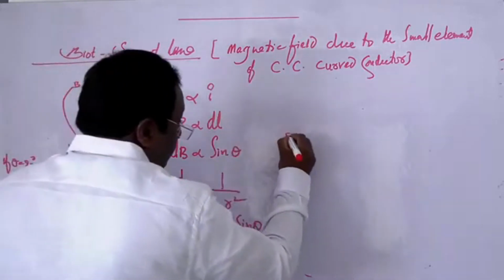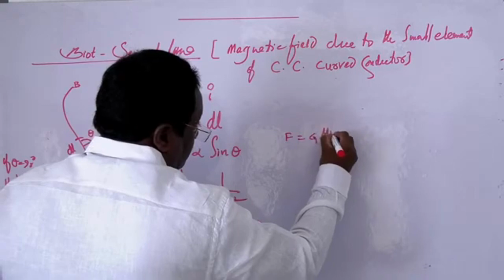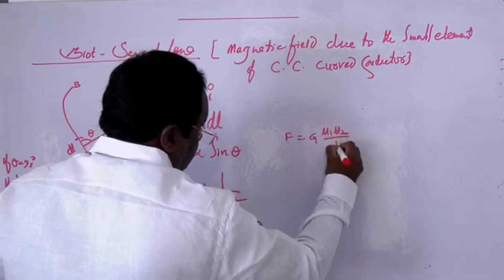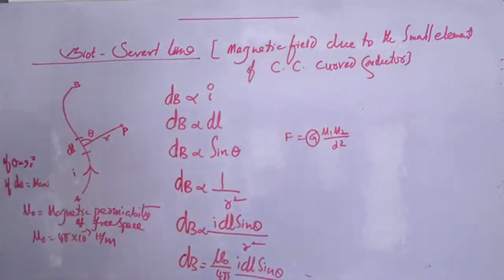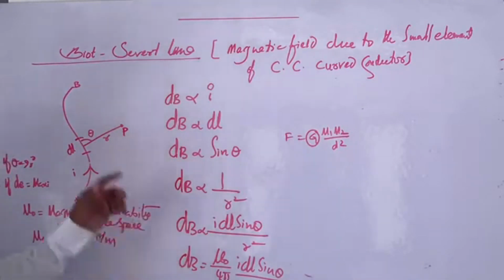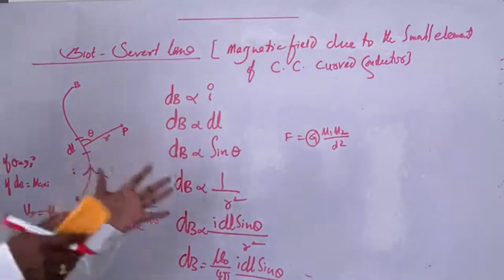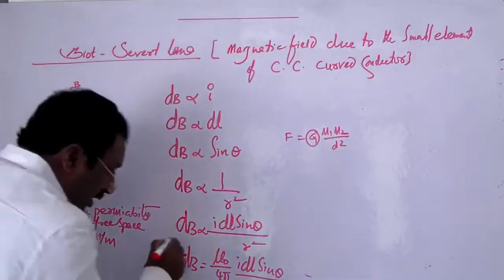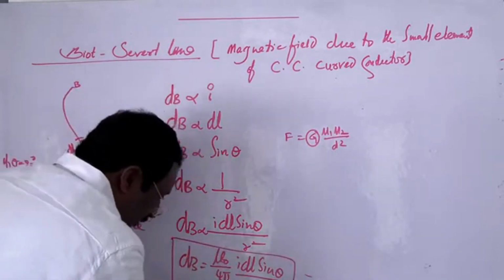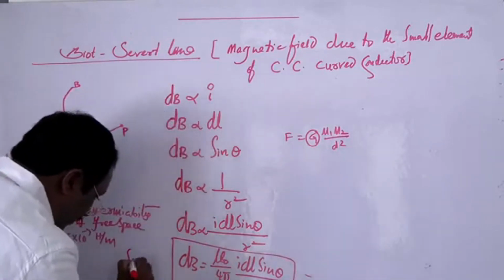Now you know Newton's universal gravitational constant, in the gravitation law. Newton's gravitational constant does not depend upon the intervening medium, whereas here the field depends upon the medium in which the conductor is present. It depends upon the nature of the medium. So dB is mu naught by 4 pi, I dl sin theta by r square. This is called the Biot-Savart law, scalar form.